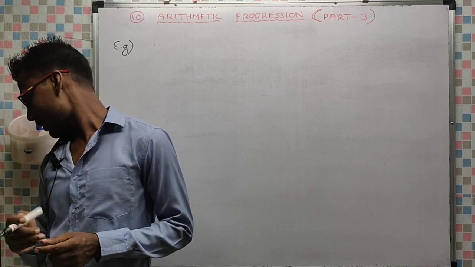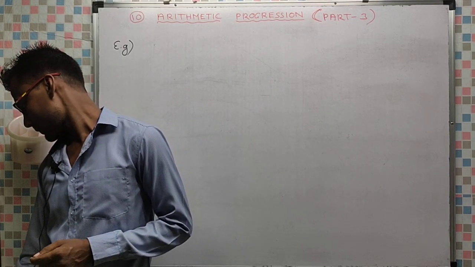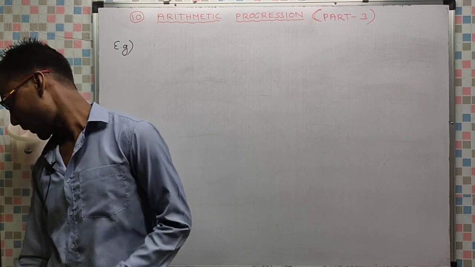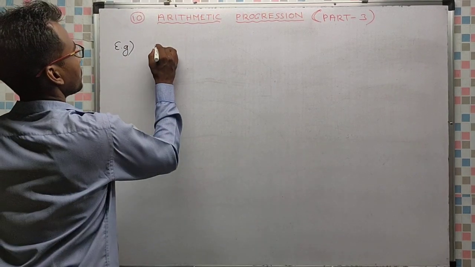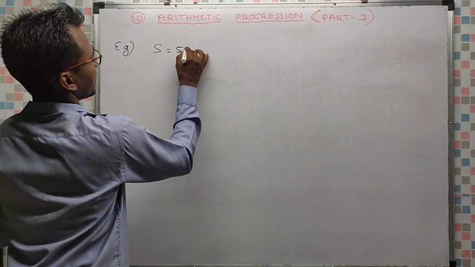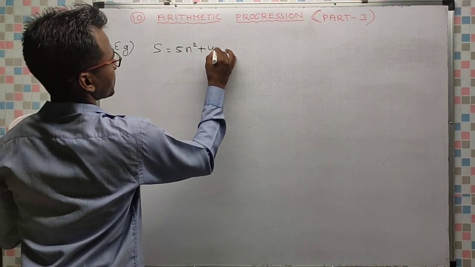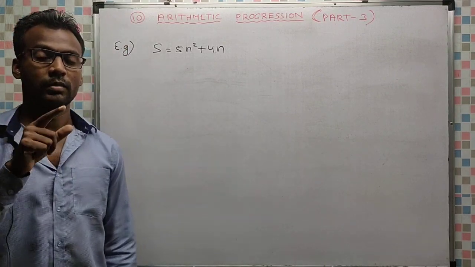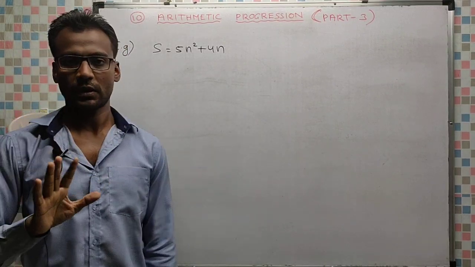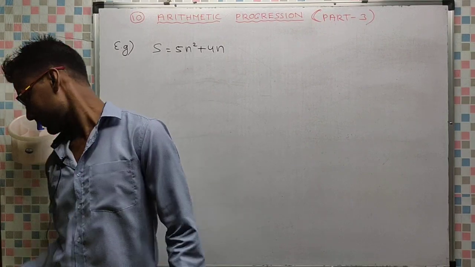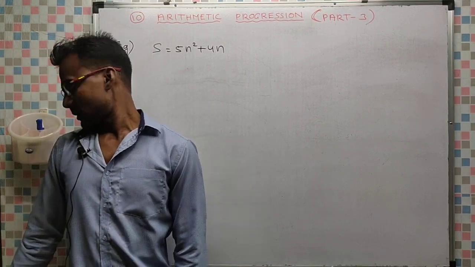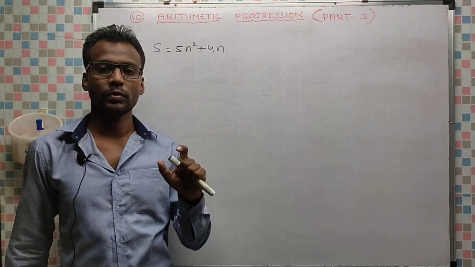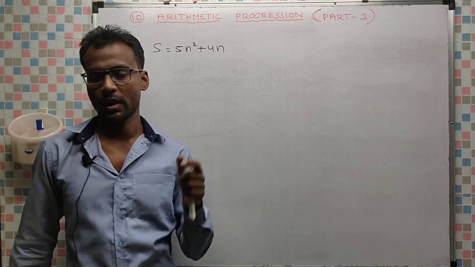The sum of n natural numbers is 5n square plus 4n. The formula for the sum is given, S is equal to 5n square plus 4n. The formula for the nth term is not given. That you have to understand. If the formula for the nth term would be given, then it would not be a quadratic expression. It would be a linear expression. I have told in part 1.